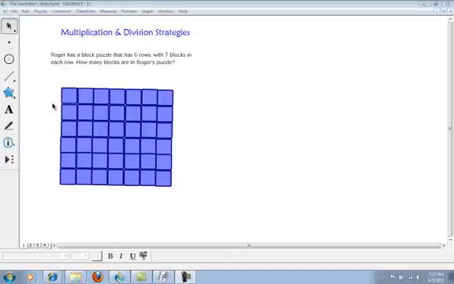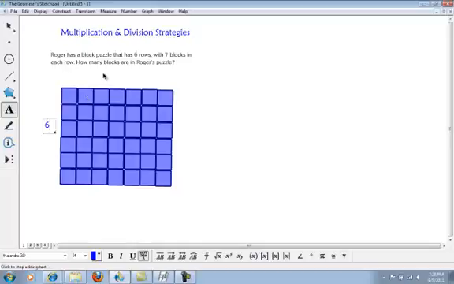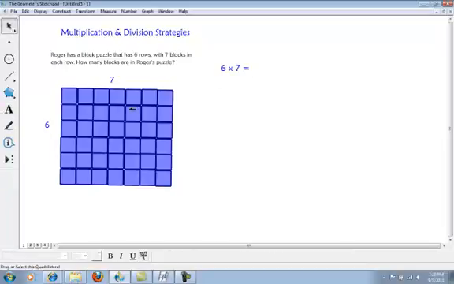Well, let's look. We've got our 6 rows, 1, 2, 3, 4, 5, 6, with 7 blocks in each row. 1, 2, 3, 4, 5, 6, 7. We could say that the dimensions of this puzzle are 6 by 7. Now we can solve this by multiplying 6 times 7. But I don't have that one memorized. But I know a way that I can figure this problem out.